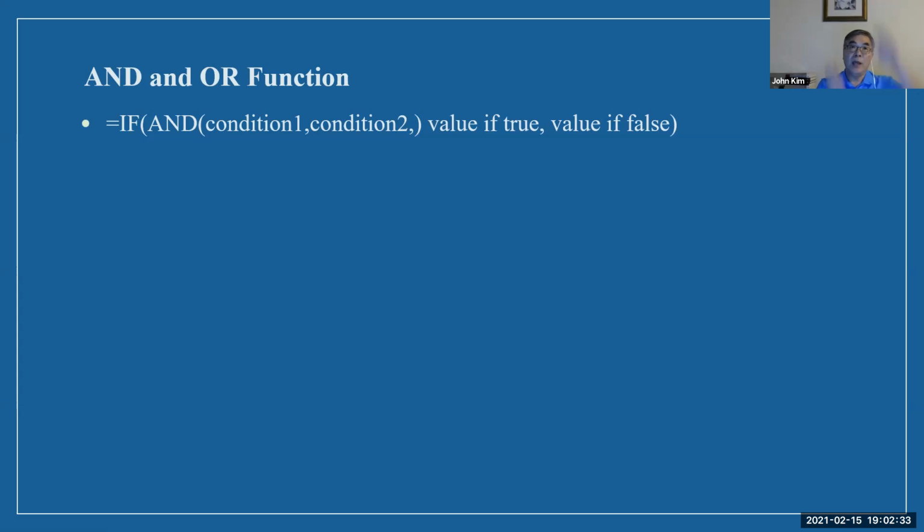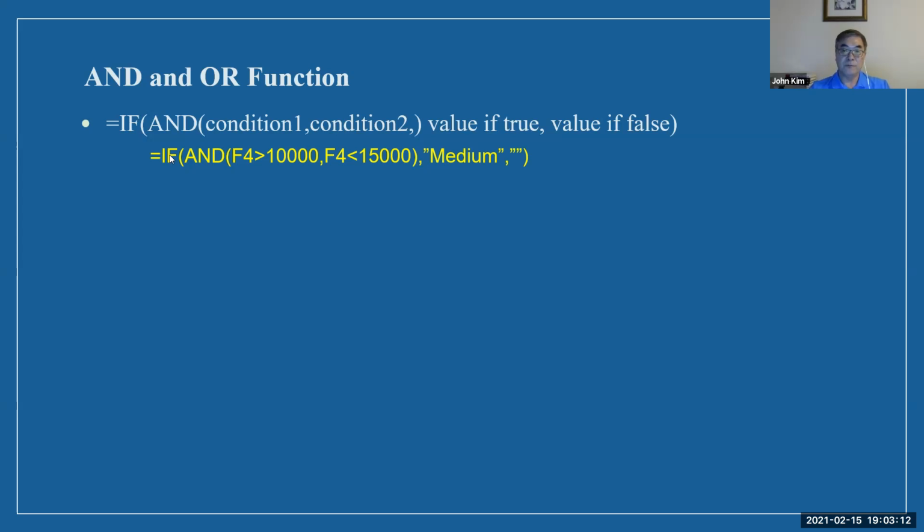Like age group between 16 and 64, age and medical condition. In that case, we can use the AND function. So IF and condition 1 and condition 2, if that is right and that is not right, so we can use the AND function like this.